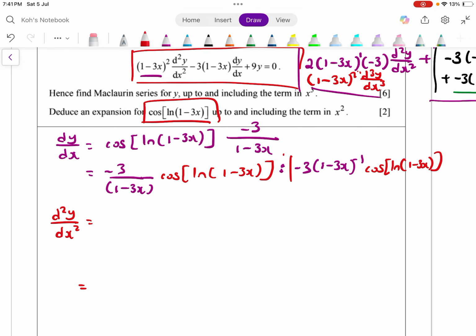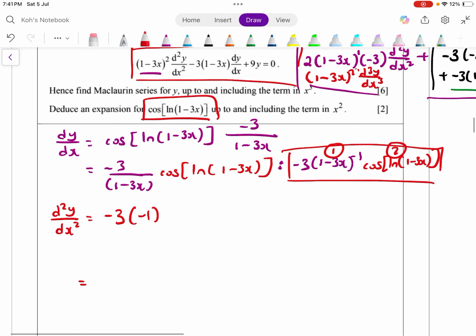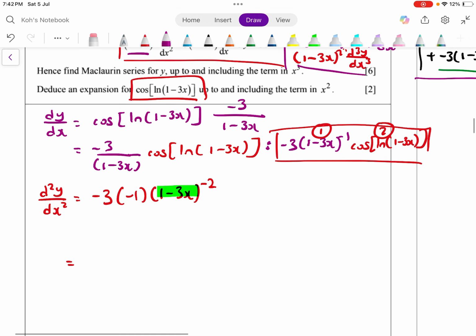So maybe I just use my product rule. So I use my product rule, I differentiate keep plus keep differentiate. So meaning that maybe I differentiate the first term first, then I keep the second term. So differentiate the first term is power bring down, then power minus 1. So it's 1 minus 3x, then here is minus 2. Of course, don't forget to differentiate inside. So it's minus 3, right? Then of course, the second term will keep cosine ln(1 minus 3x).